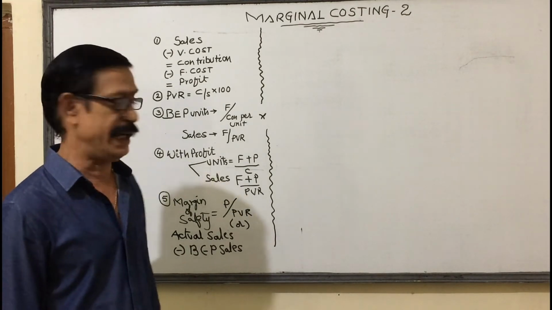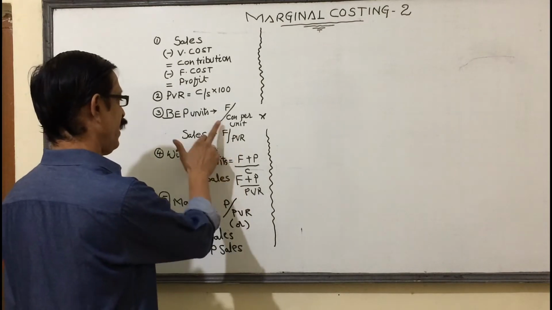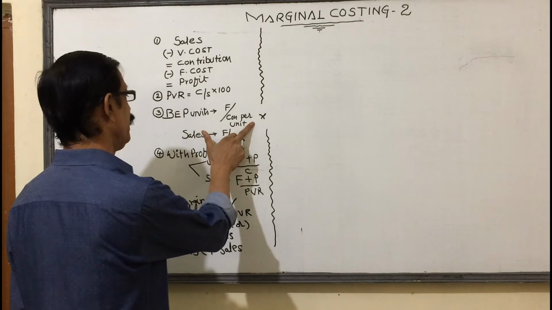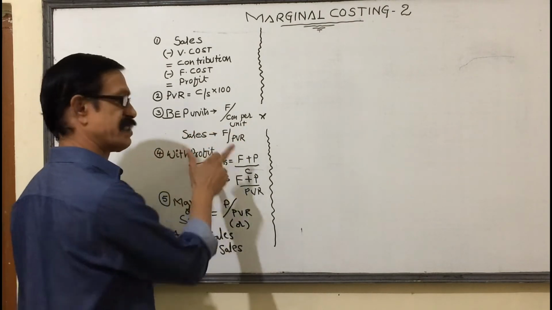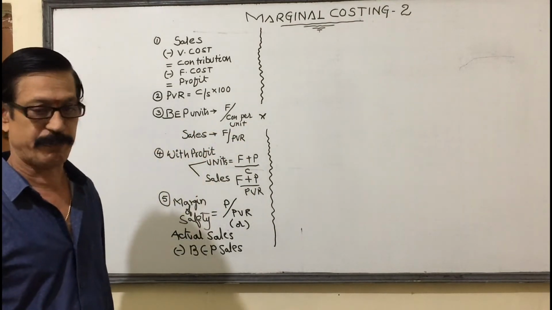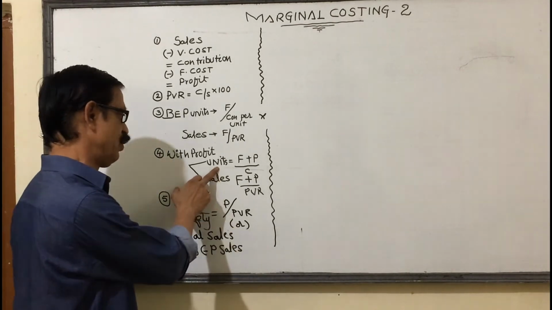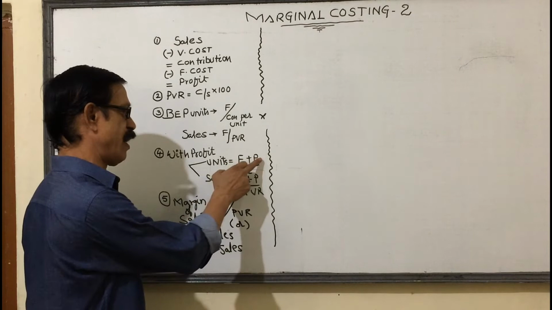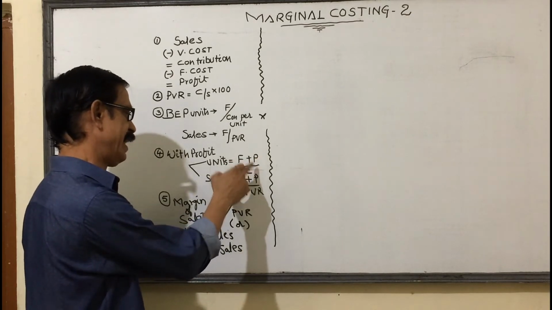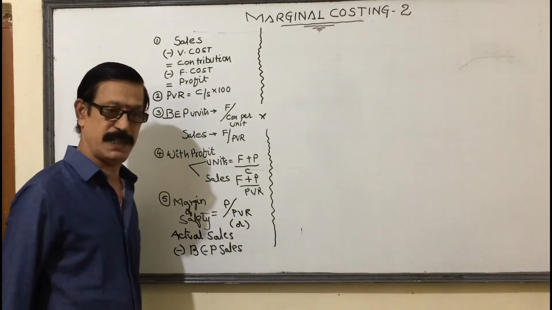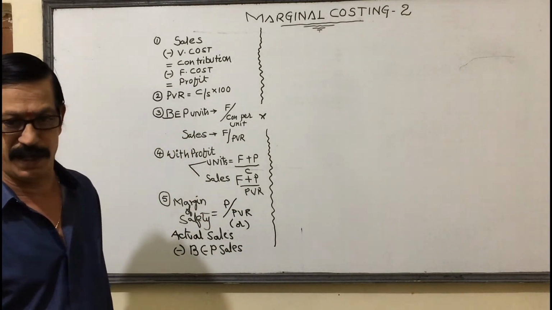F divided by PVR. For unit wise, fixed cost divided by contribution per unit. If you want BEP in sales, fixed cost divided by PVR. Next, if you want to earn profit, to get units, fixed cost plus profit desirable divided by contribution per unit. Sales, fixed cost plus profit divided by PVR.